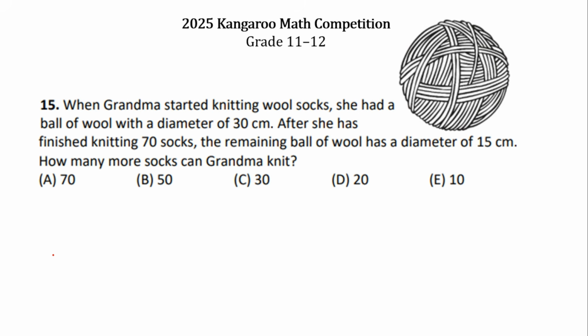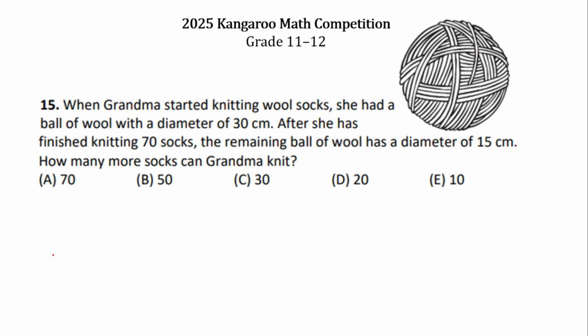Problem number 15. When Grandma started knitting wool socks, she had a ball of wool with a diameter of 30 cm. After she has finished knitting 70 socks, the remaining ball of wool has a diameter of 15 cm. How many more socks can Grandma knit? We will determine first the volume of wool used to knit 70 socks by subtracting the volume of the remaining ball of wool from the original volume of wool.